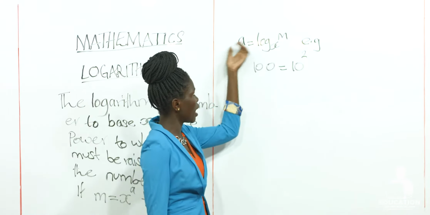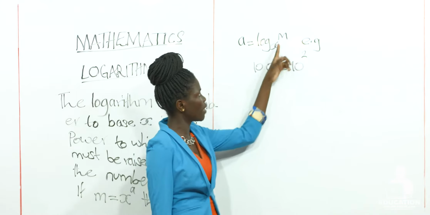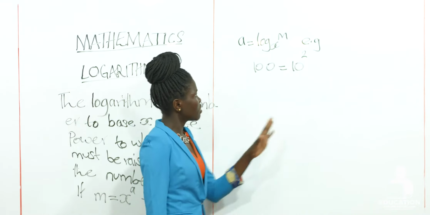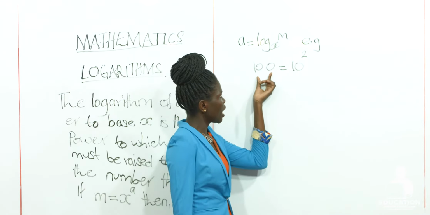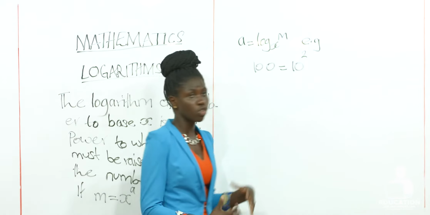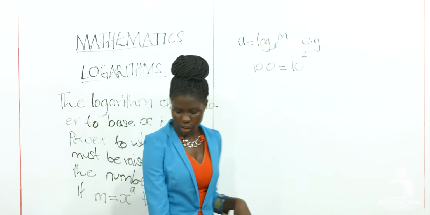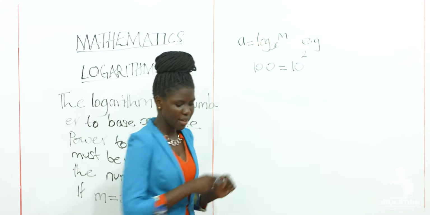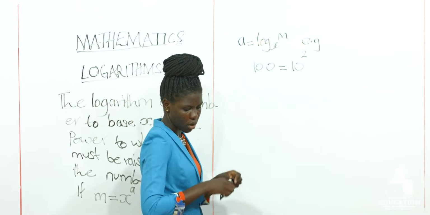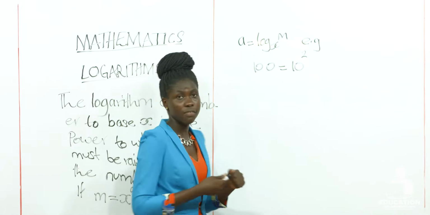For example, now we've been given a log of m to base x. It's the same as when given a number like 100 is equal to 10 to power 2. You need to know which one is the base, which is the number, and which is the power. So we're going to have some examples to help us. Then after, we shall have the laws of logarithm that will guide us when it comes to calculating logarithm.